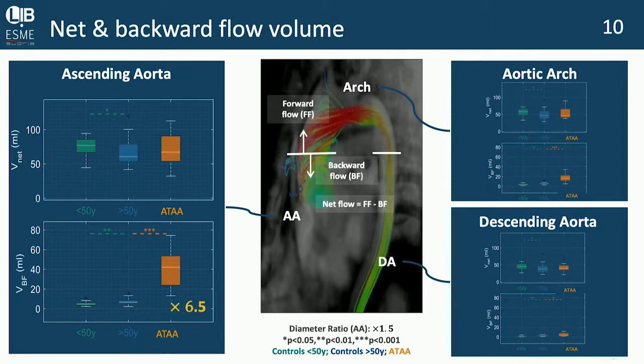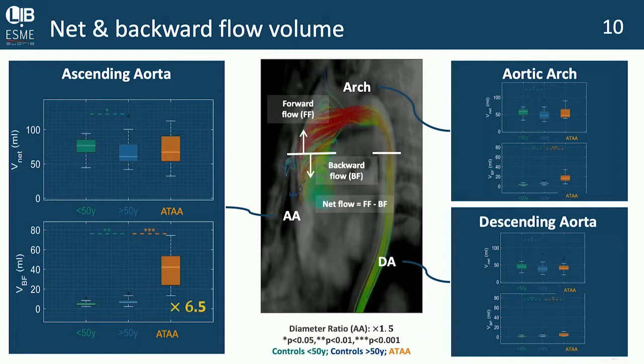Now you can see the volume of backward and net flow. The first result is that there is no statistical difference between our dilated patients here in orange and our group of control. That means that whatever the dilation, the same amount of flow reaches the peripheral organs, which is consistent with physiology.